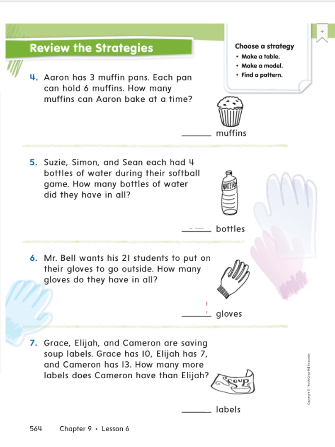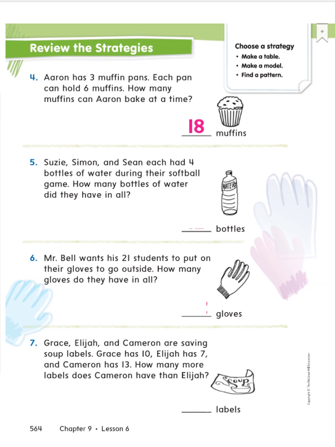Okay, let's look at number 4. Aaron has 3 muffin pans. Each pan can hold 6 muffins. How many muffins can Aaron bake at a time? And your answer for this is 18. Okay, because he's got 3 muffin pans and each one holds 6. 6 plus 6 is 12, and 12 plus 6 is 18.